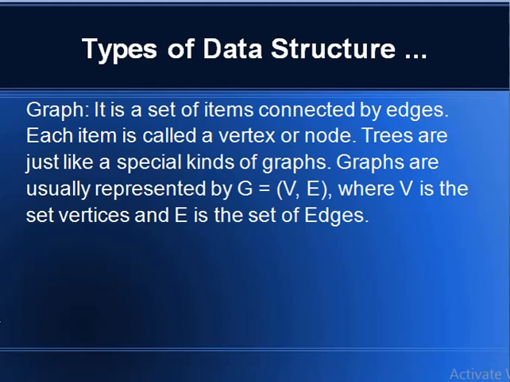Graph is another type of data structure. It is a set of atoms connected by edges where each element or atom is called a vertex or node, whereas trees are a special kind of graph, we can also say. Graphs are usually represented by G equals (V, E), where V is the set of vertices and E is the set of edges.